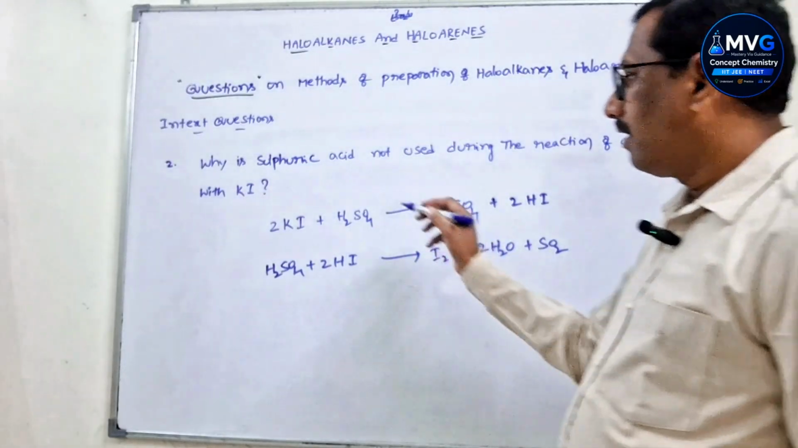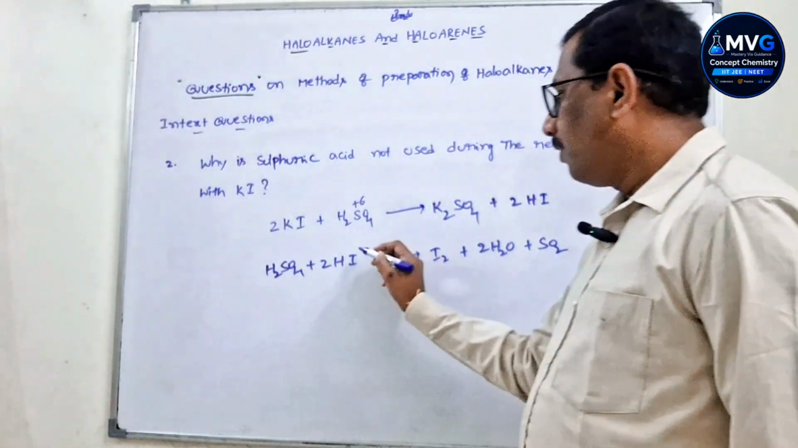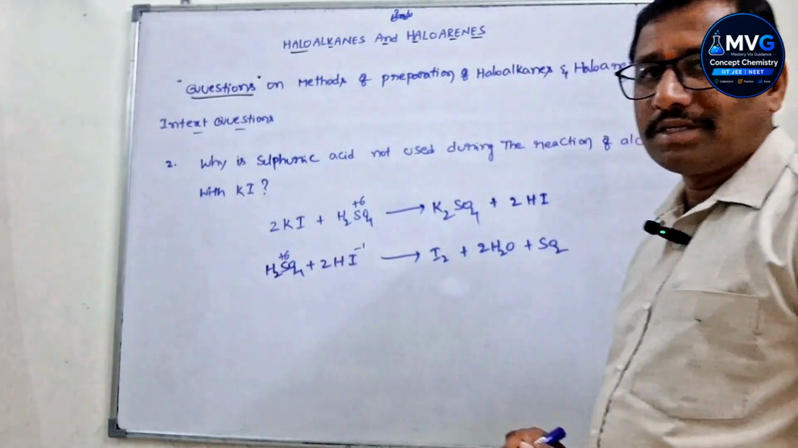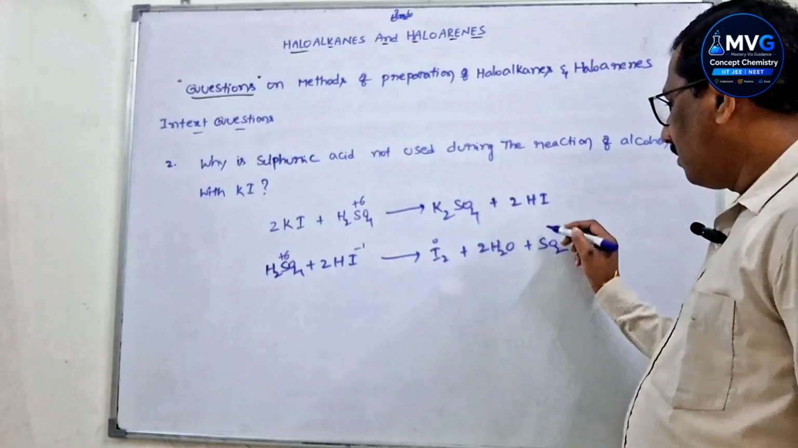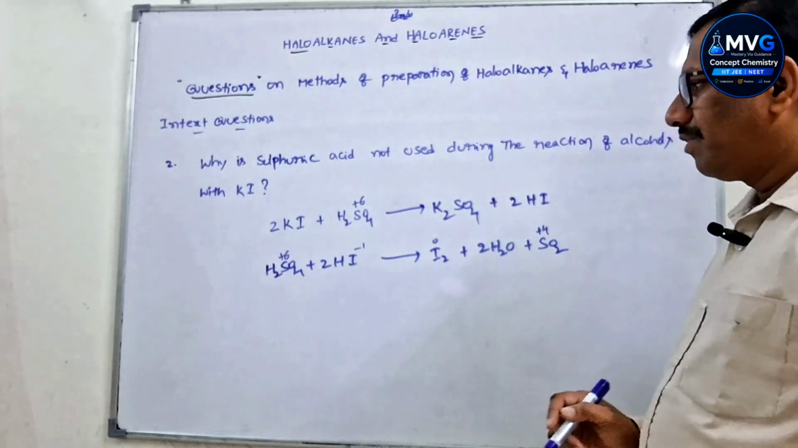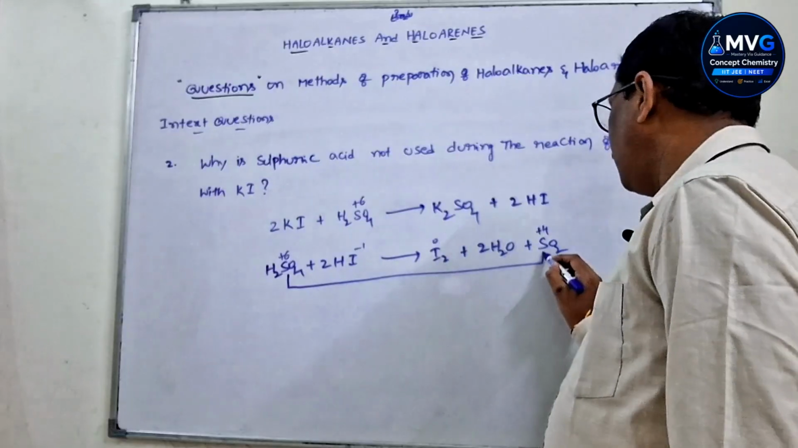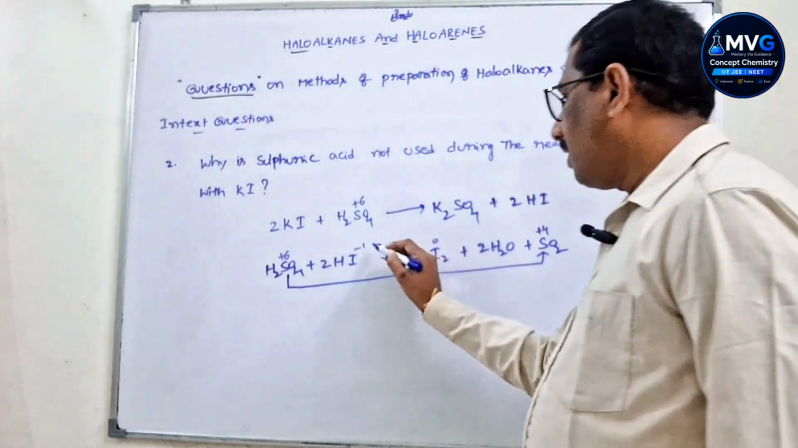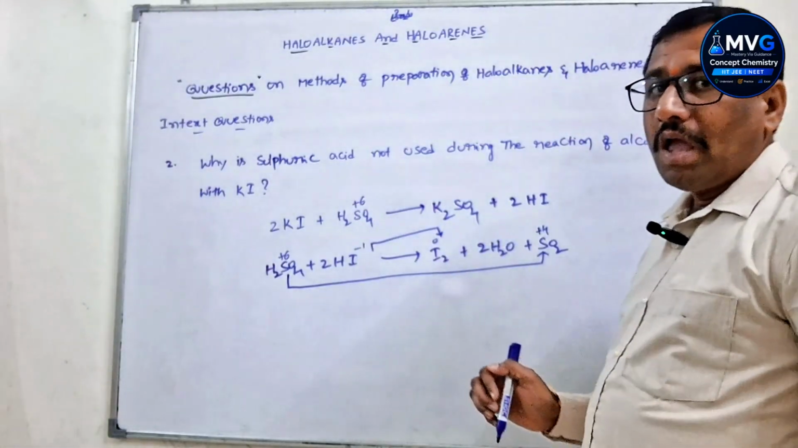Now students, you know that here sulfur oxidation state is plus 6. Here iodine oxidation state is -1, here sulfur oxidation state plus 6. Here iodine oxidation state 0. Here sulfur oxidation state plus 4. Now you see students, here sulfur oxidation state decreased from plus 6 to plus 4. Iodine oxidation state increased from -1 to 0.